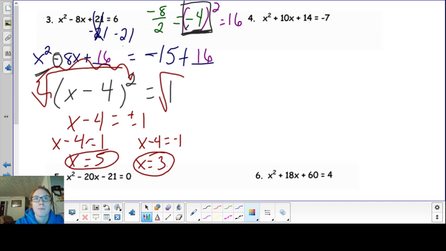Ready to try number 4? Okay. So get rid of that constant. That constant is currently being added. So to undo an add, I subtract. So I have x squared plus 10x plus blank is equal to negative 7 minus 14 gives me negative 21.